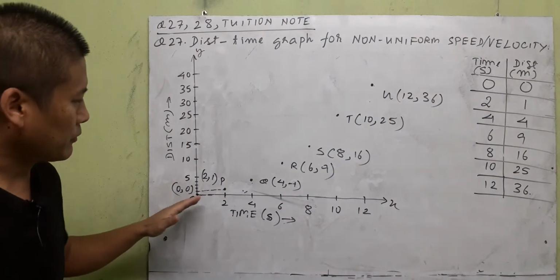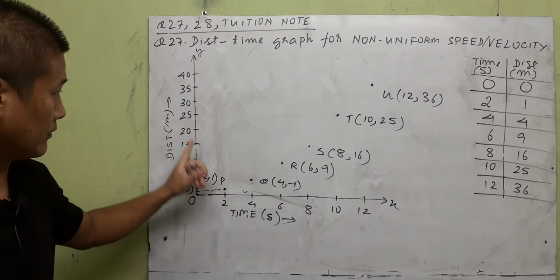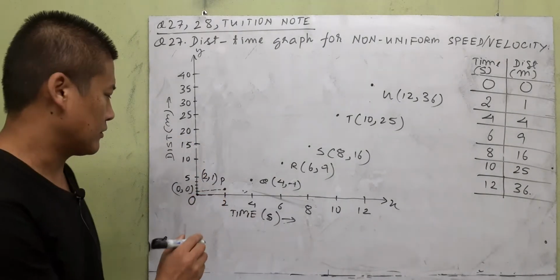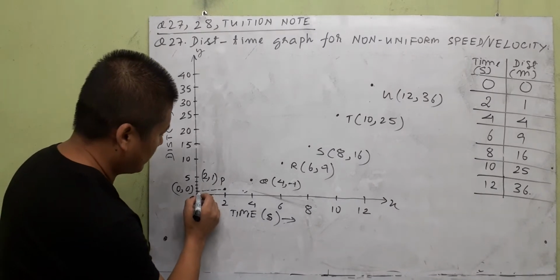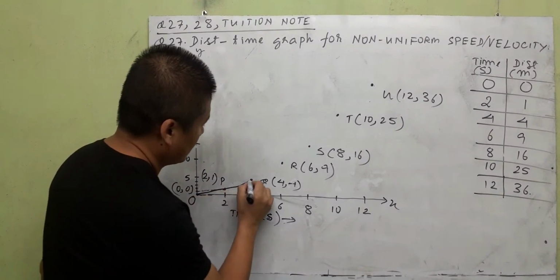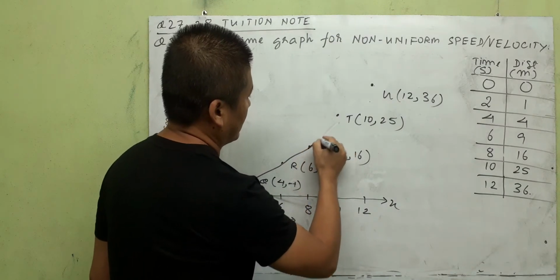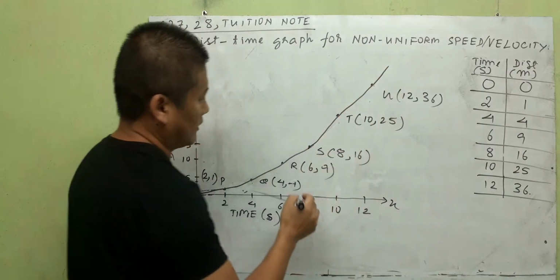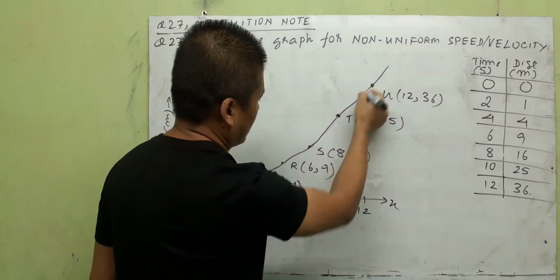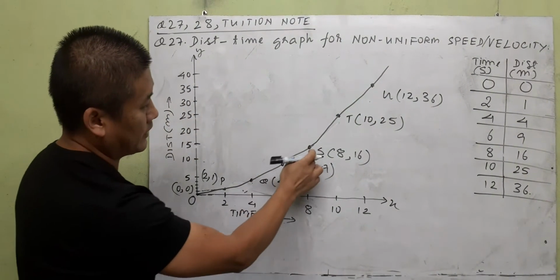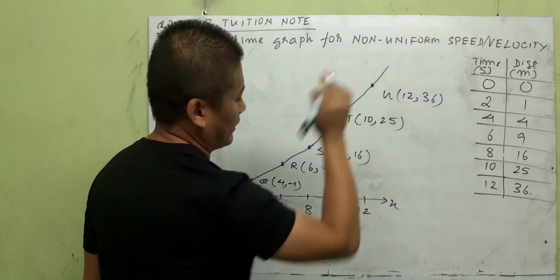So when we plot these points on the graph of distance versus time, we see that we cannot get a straight line. So we draw the graph with our freehand, join the dots, okay? As you join the dots, you will notice that the graph is not a straight line, but it is a curve that is climbing up. Now here, P, Q, R, S, T, U. So climbing up like that.